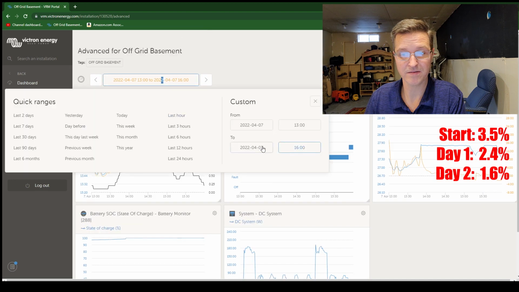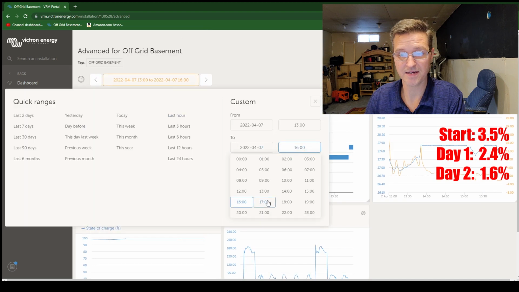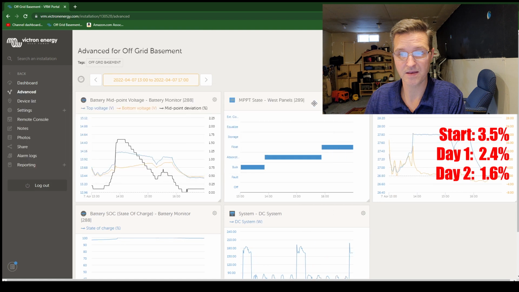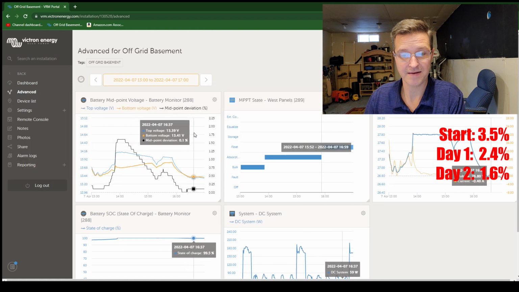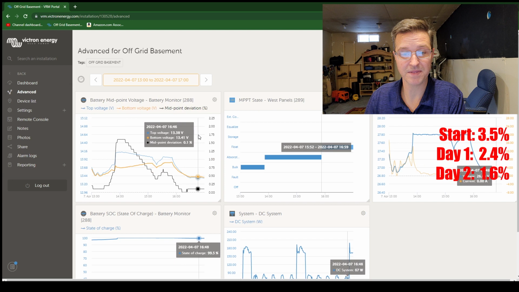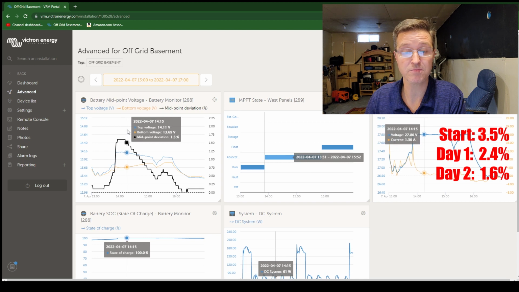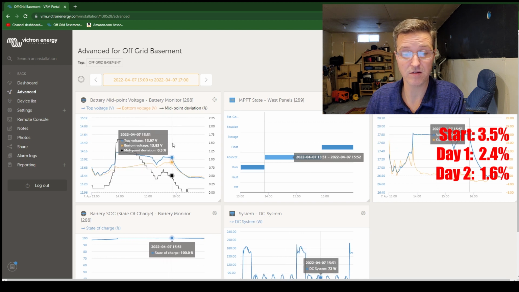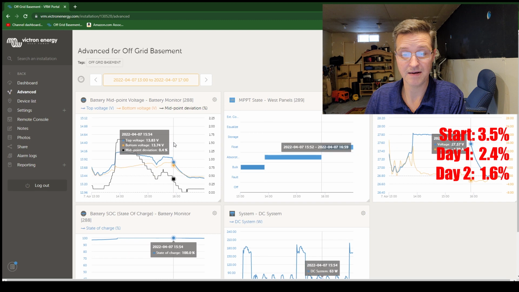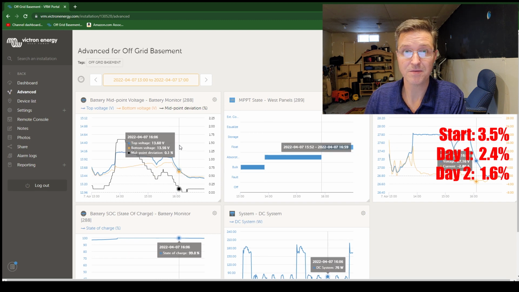Let's change this to another hour instead of 4 o'clock. Let's do 5 o'clock. Yeah. And now the midpoint deviation is sticking around 0.1%. That's definitely better than yesterday. Yesterday, I think we were talking about 2.4 to 2%, and this time it only got up to 1.6%, and it dropped all the way down practically to zero. We'll see what day three brings to our situation.